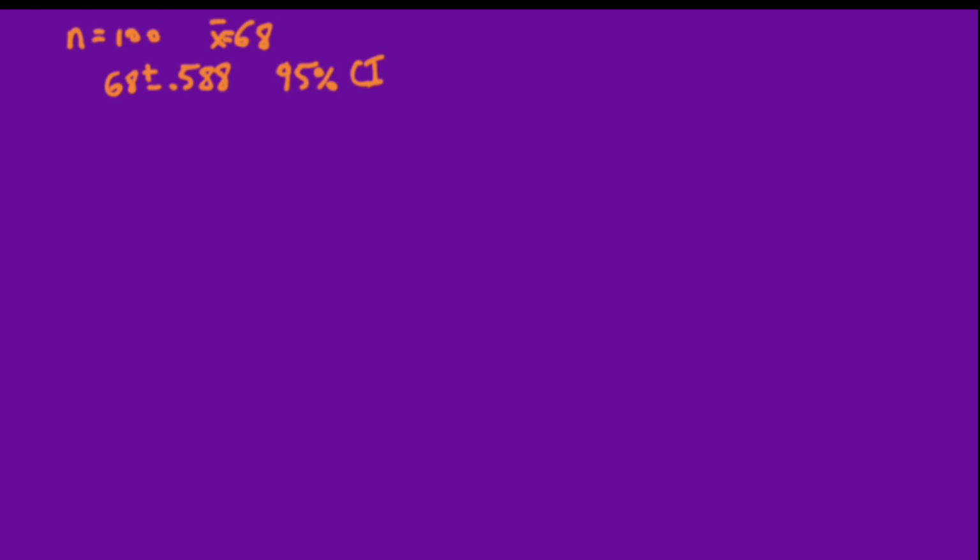Okay, so what the confidence interval, what we built is, remember, we have found a value here of 68. Okay, happened to fall right on 68, which was handy for our math. So 68, but our confidence interval says, all right, there's some uncertainty here. So let's build a confidence interval of plus or minus 0.588.